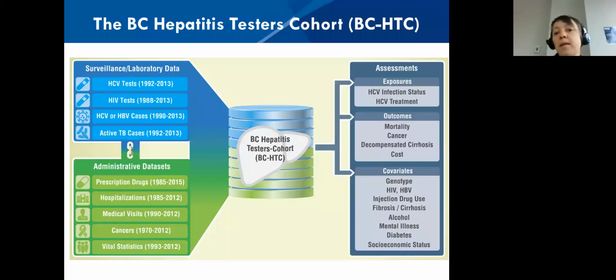We can then study exposures that increase the risk of hepatitis C and also outcomes such as mortality, hepatocellular carcinoma, and decompensated cirrhosis. We can do cost analysis, and we can also study other covariates such as socioeconomic status or other comorbidities such as diabetes or mental illness. So it puts us in a very good position to study this disease in detail.